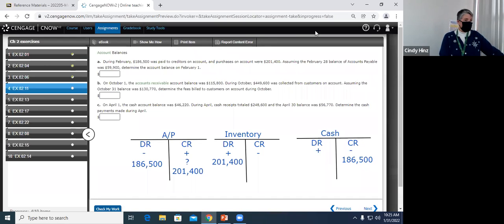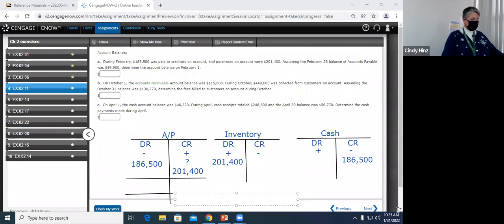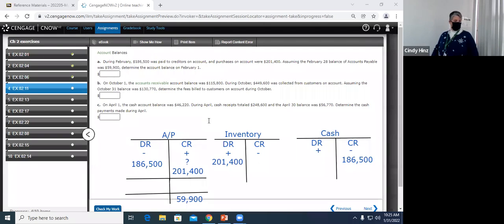Okay. So then we are told that at the end of the month, the balance in accounts payable was $59,900. Sorry, I said the wrong thing, wrote the right thing.